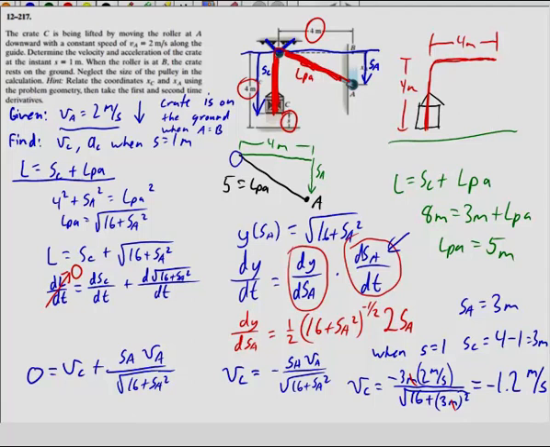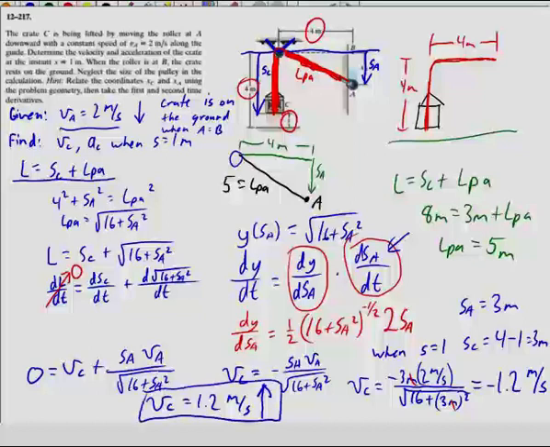Okay, so the negative 1.2 meters per second, we know that negative means it goes in the opposite direction of the arrow. Our SA arrow is pointing down. So when we report the final answer, I would write that the velocity of the crate is equal to 1.2 meters per second going up, which is the opposite direction of our VC arrow. Sorry, it got a little squished there. Okay, we answered the first part of the question. We found the velocity of the crate when S is equal to 1.